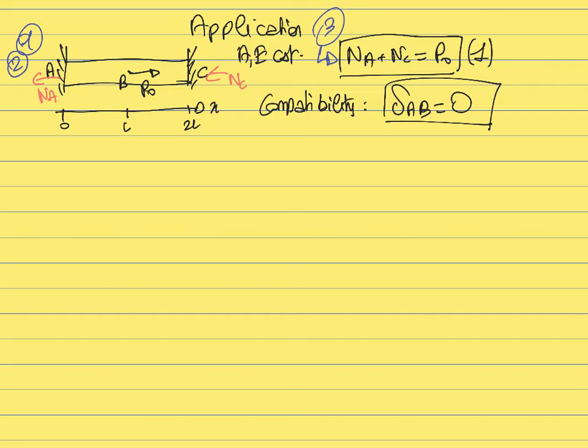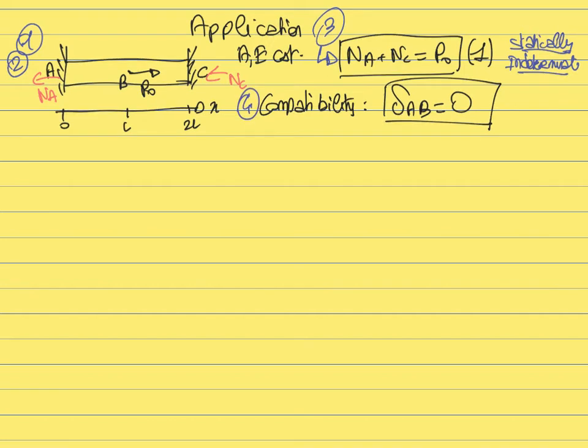In this case, we do not have enough equations to solve this problem. That's a statically indeterminate problem. And in this case, it means that we need another equation, which is the equation of compatibility. So in this case, step 4 is the equation of compatibility.